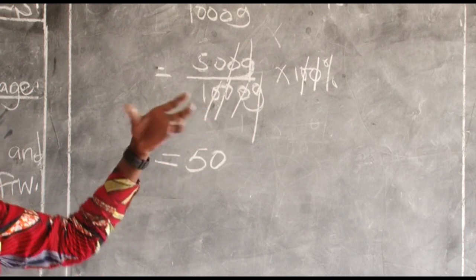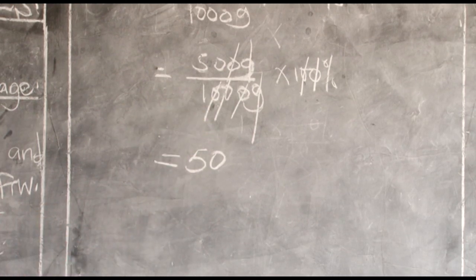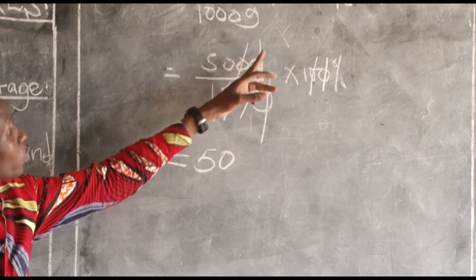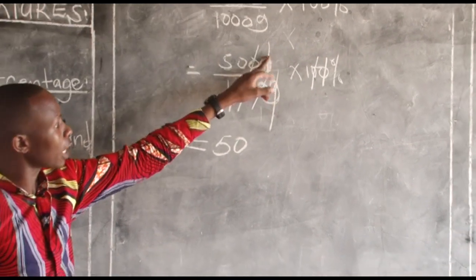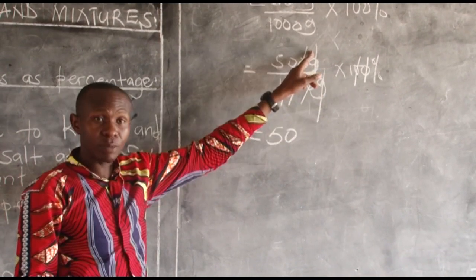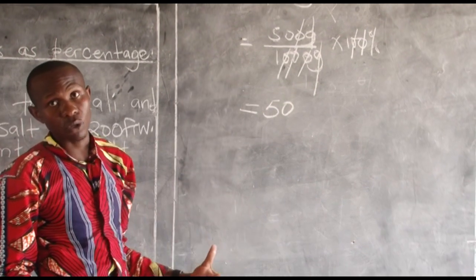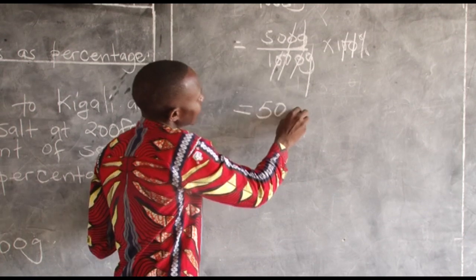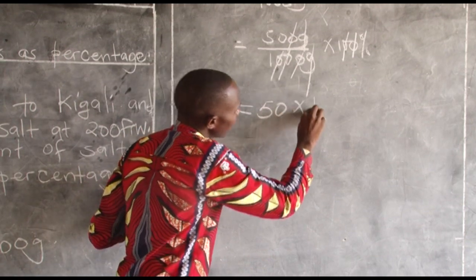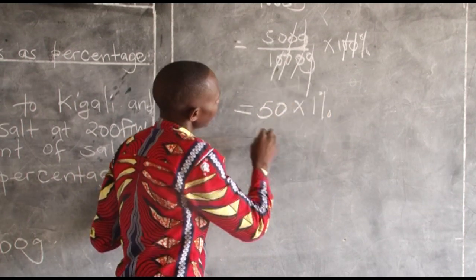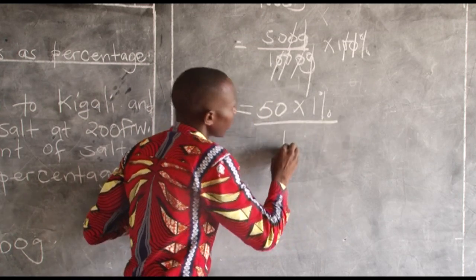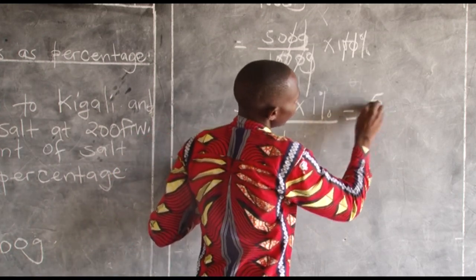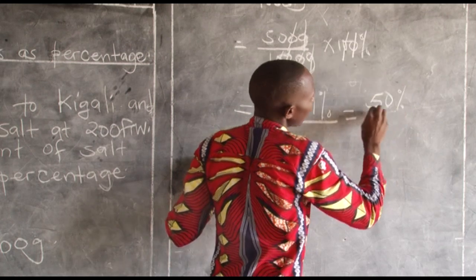Don't ask where did the grams go. The units, we canceled them from here. Grams divided by grams, we cancel them out. So from there, we are remaining with 50 times 1% divided by 1, which will give us 50% out of 1.